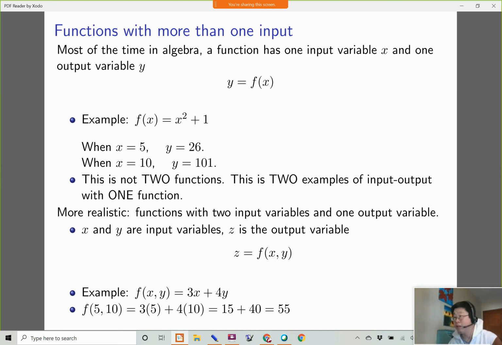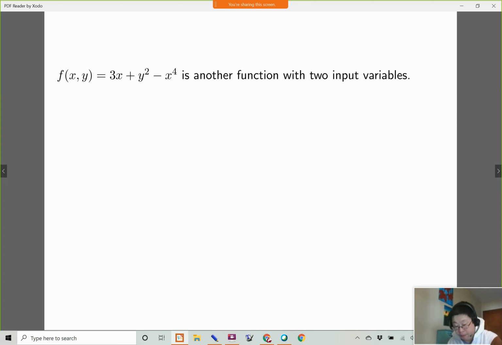Okay, so I hope that doesn't look so bad for a first example of a function with two input variables. I have on the next slide several more examples of this idea: functions with two input variables and one output variable. So here's another function with two input variables. This is f of x comma y equals 3x plus y squared minus x to the fourth.